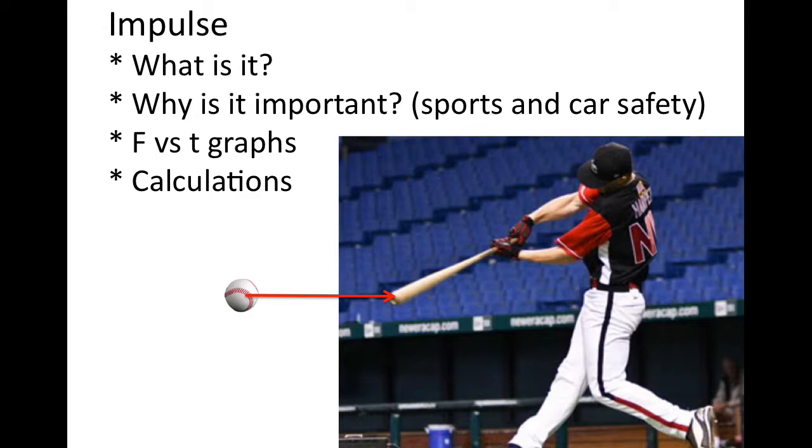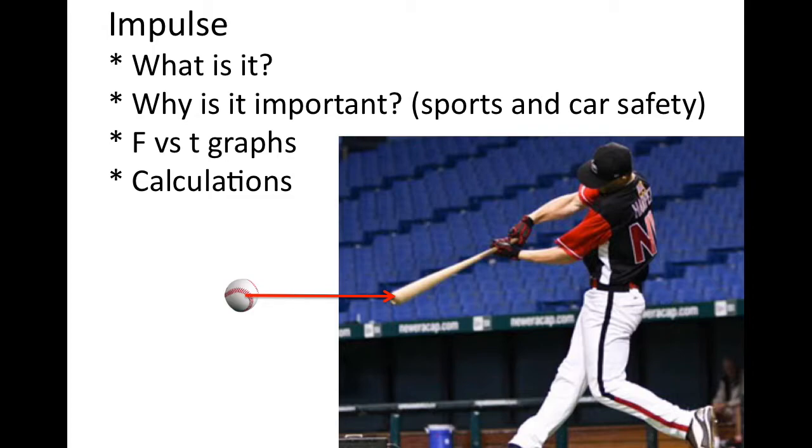So let's look at this picture of the baseball player. Imagine that a baseball is traveling towards the baseball player. The ball has momentum, and it is going towards the batter. What will happen to the momentum when the batter hits the ball? The momentum is going to change, right? Because when it does hit the ball, it will have a collision, and then the momentum is going to be going in the opposite direction.